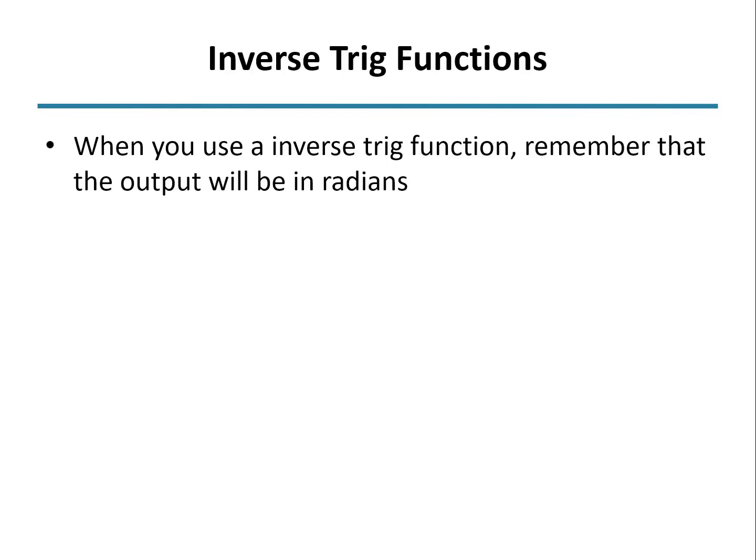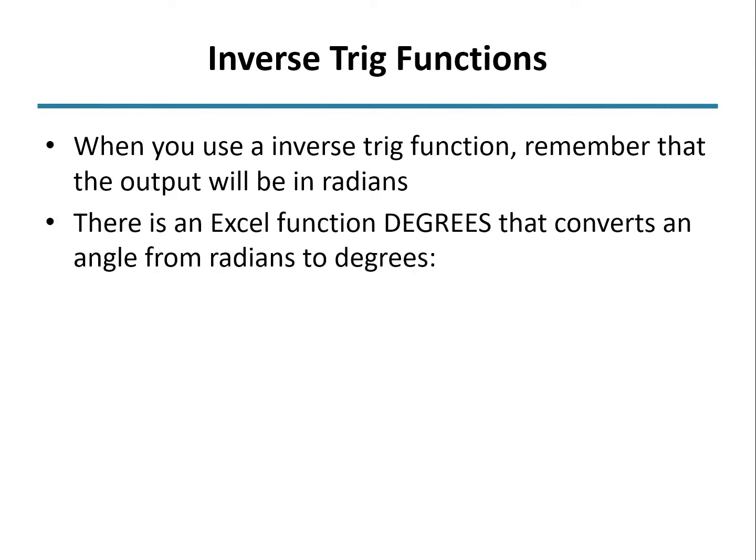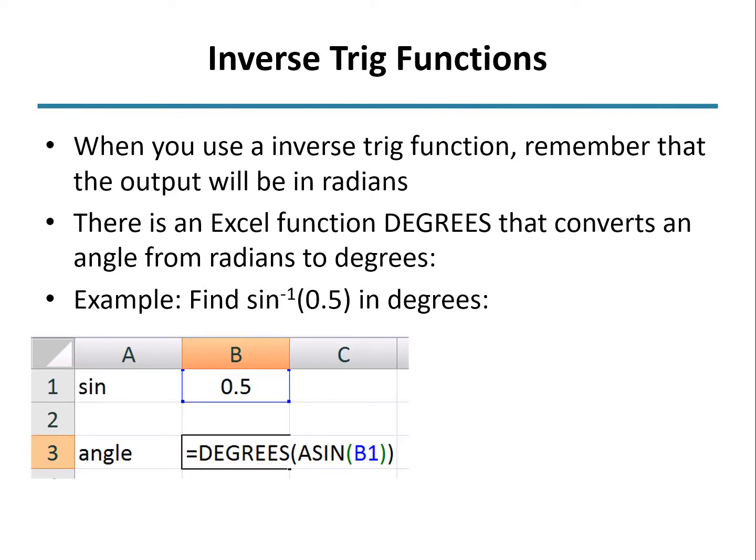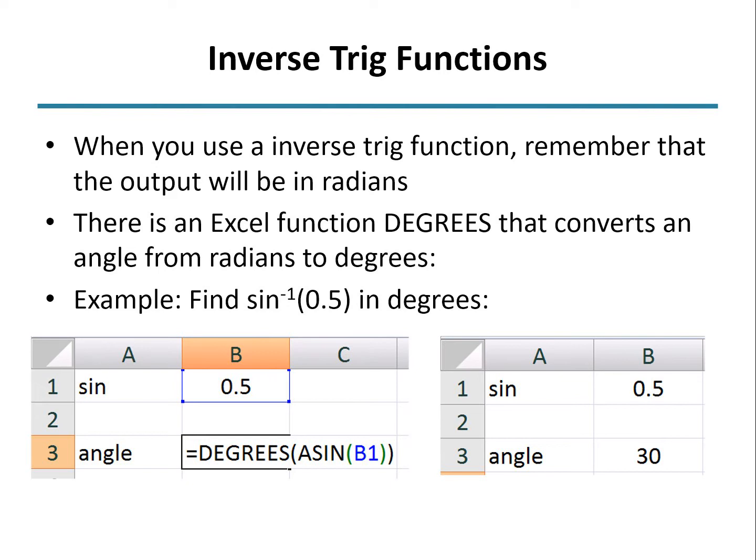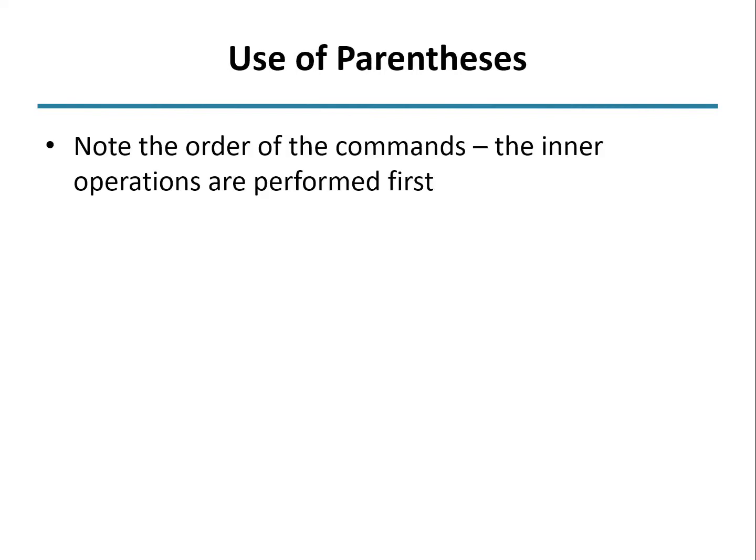If we do the other thing, if we use an inverse trig function, that output is going to be in radians. And just like radians, there's also a degrees function that takes that angle in radians and will convert it to degrees. So to find the arcsine of 0.5, notice we use the parentheses here. We're going to take the arcsine, which will give us an answer in radians, and then we'll convert that to degrees, and of course we get 30 degrees as the answer.